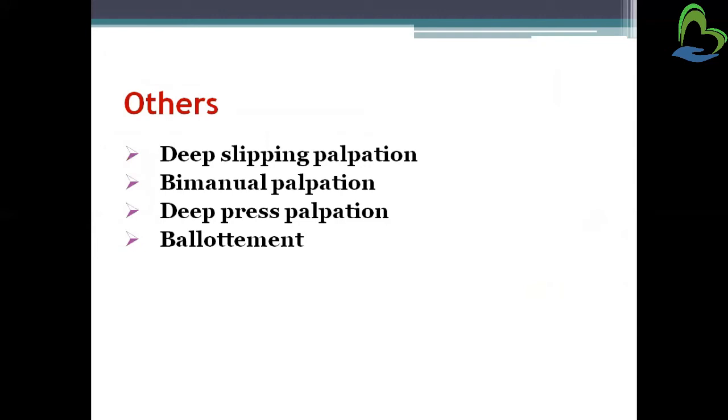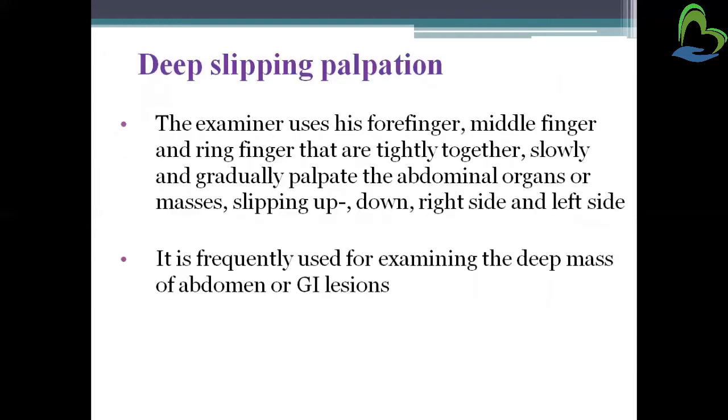There are other palpations also: deep slipping palpation, bimanual palpation, deep press palpation and ballottement. Deep slipping palpation means the examiner uses the forefinger, middle finger and ring finger tightly together to slowly and gradually palpate the abdominal organs or masses, slipping up, down, right side and left side. It is frequently used for examining deep masses of the abdomen or GI lesions.